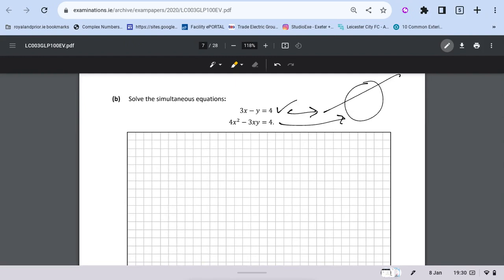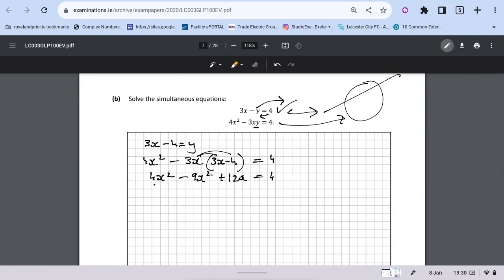So get your y on its own. Keep it positive, bring it over there. So 3x minus 4 is equal to y. Now you're going to sub it in everywhere there's a y in that second equation there. So 4x squared minus 3x, and instead of my y, I know y is equal to 3x minus 4. Multiply that out. And just tidy it up.